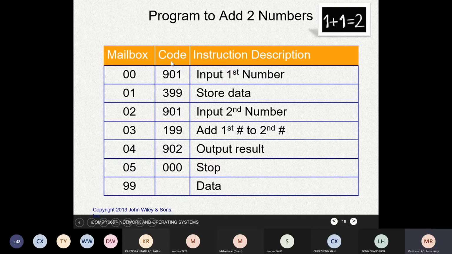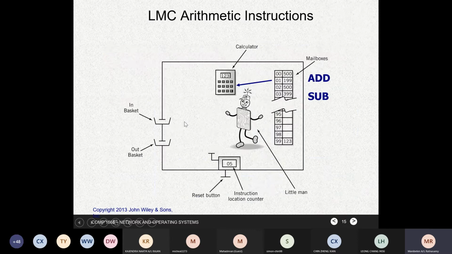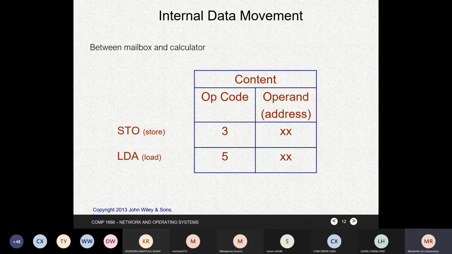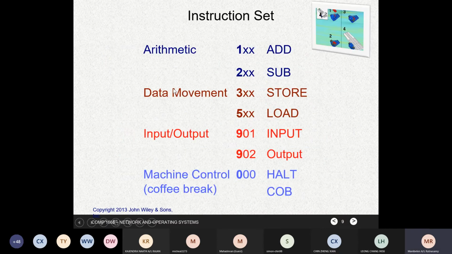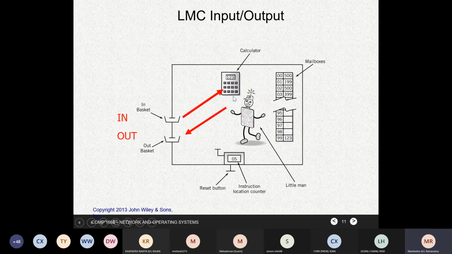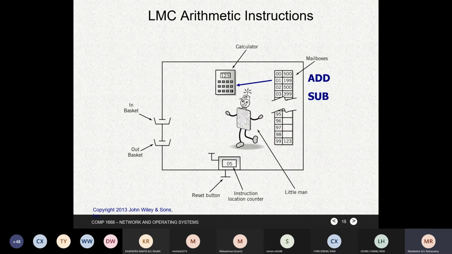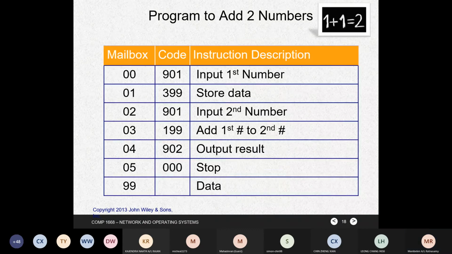But the code is important. You must refer to the code that I gave you earlier, like this. Remember this one. Add normally starts with 1, sub is 2, but don't worry, they will give you also in the exam. Sometimes they will give you, sometimes you can create on your own.